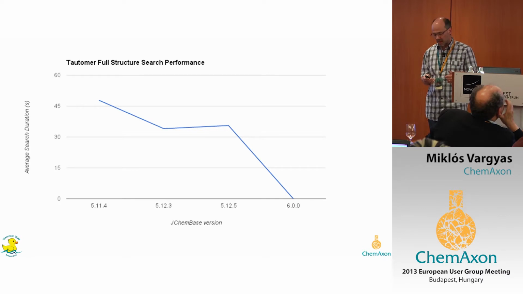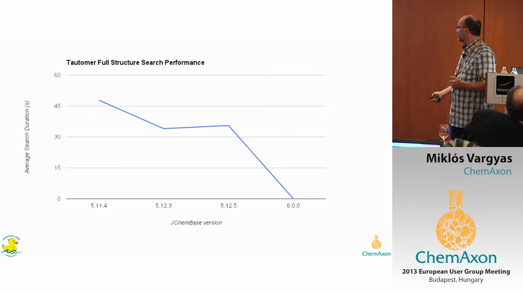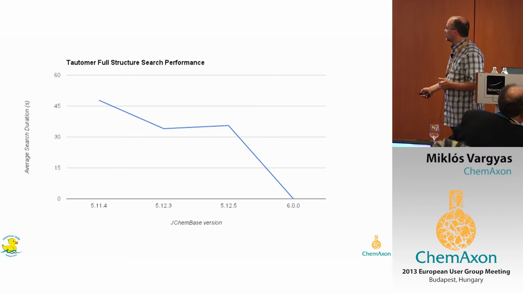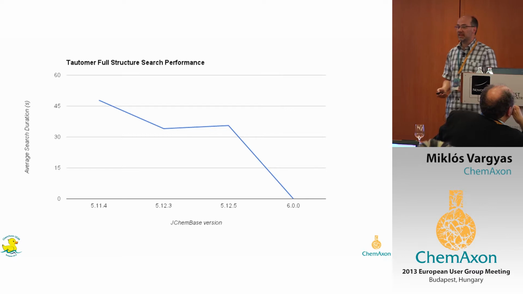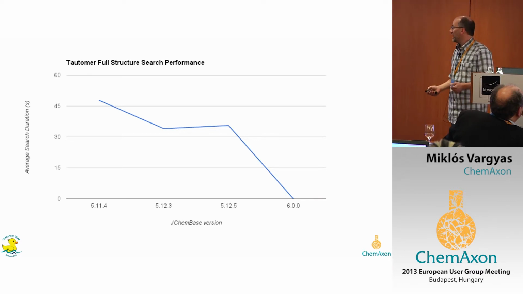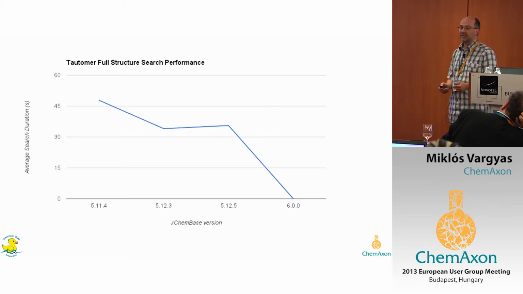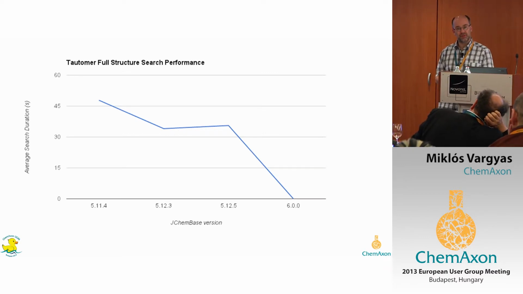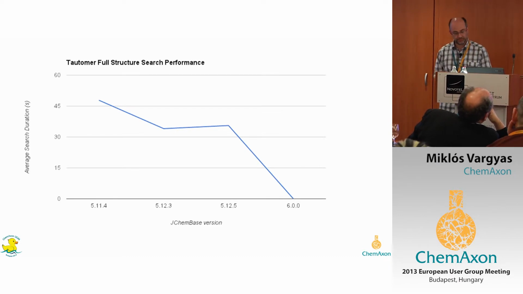Look at this chart. On the horizontal axis, you see various JChem versions, like 5.11, 5.12, and V6. On the vertical axis, that's the duration of the search, the time. How long did it take to perform a search? As you can see, version 6, the V6 engine, is more than 30 times faster in tautomer full structure search than the previous version. That's really V6 performance, 30 times speed up.